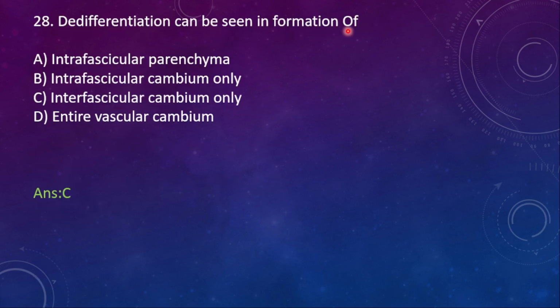28. Dedifferentiation can be seen in the formation of: A. Interfascicular parenchyma. B. Interfascicular cambium only. C. Intrafascicular cambium only. Interfascicular cambium only is the right option.